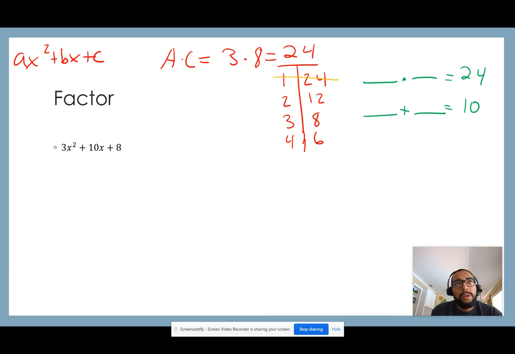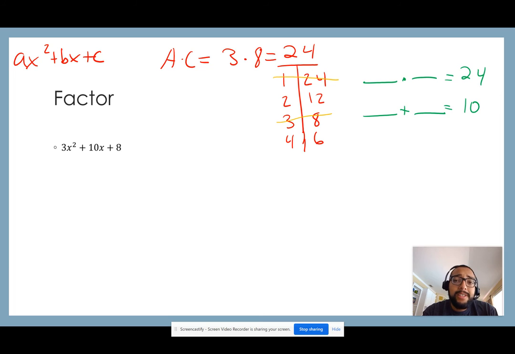2 plus 12 is 14, but 12 minus 2 is 10. Okay, so there's a possibility there. That might work. 3 plus 8 is 11. 8 minus 3 is 5. That won't work. And 4 plus 6 is 10. Okay, so we're stuck with two of them.